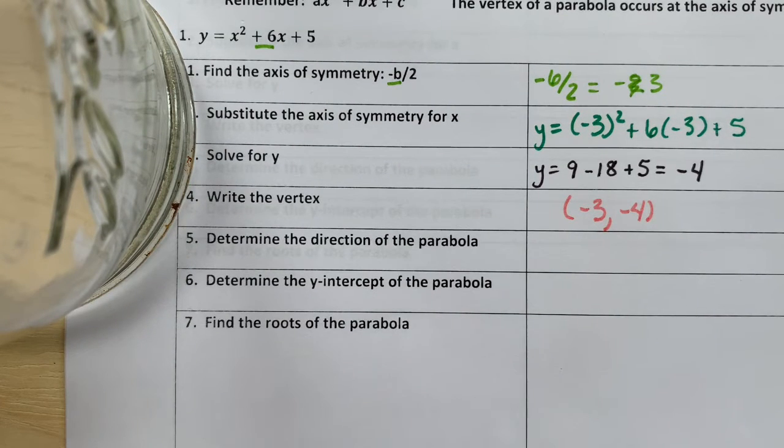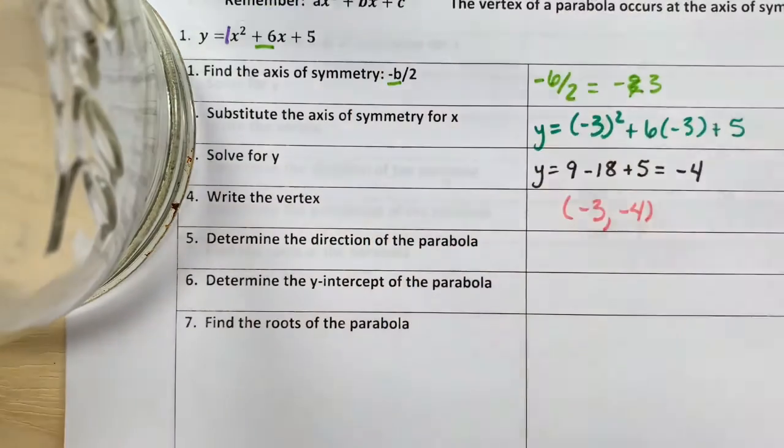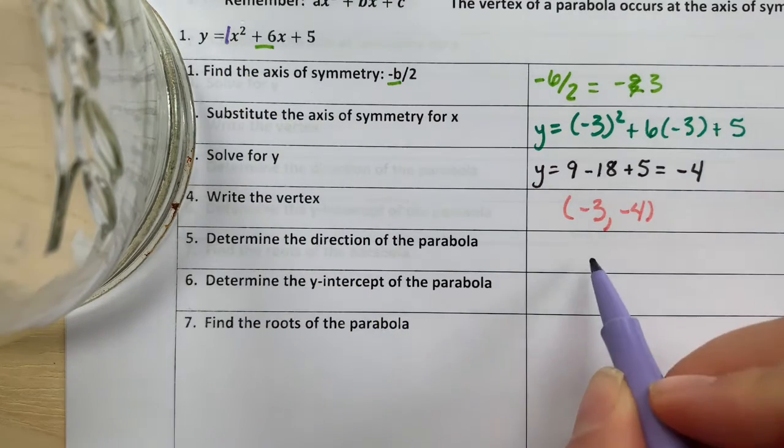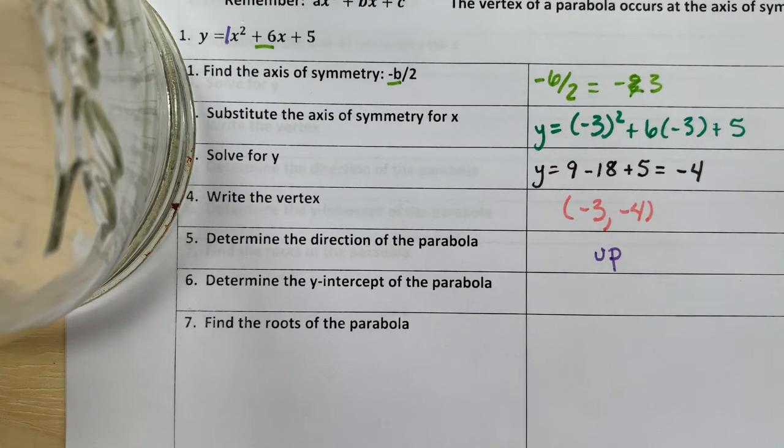So I have to determine the direction of the parabola. Remember, the direction of the parabola is based on the number in front of my x squared. Since this is a positive number, that means it's going to go up. So I know that my vertex is the lowest point.